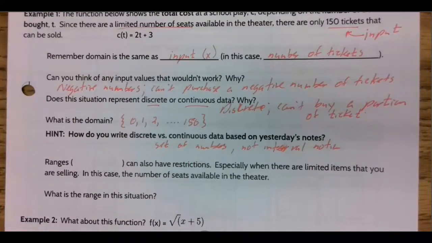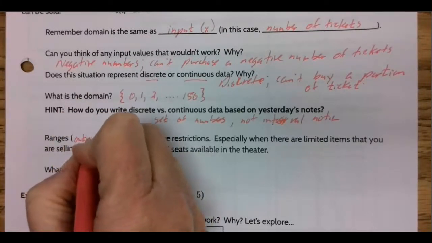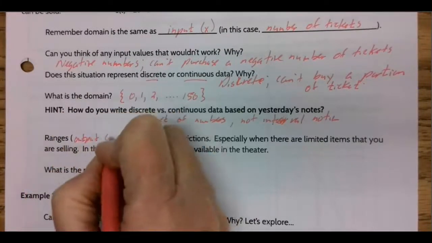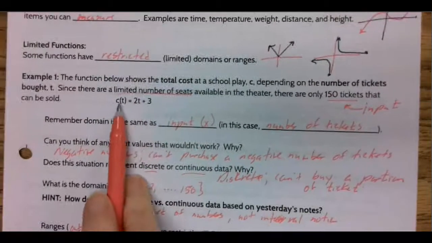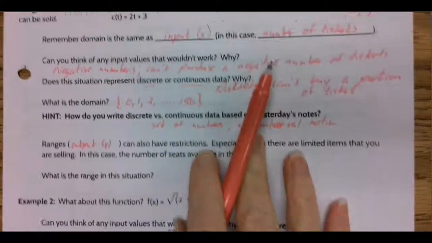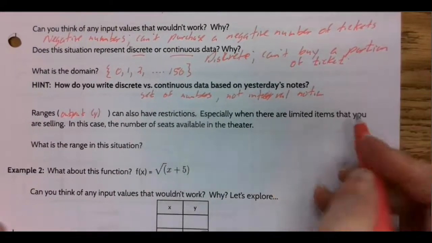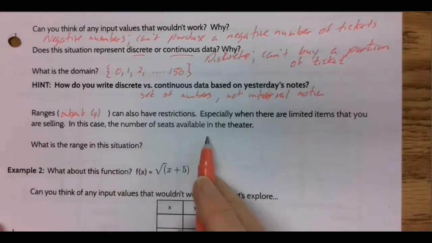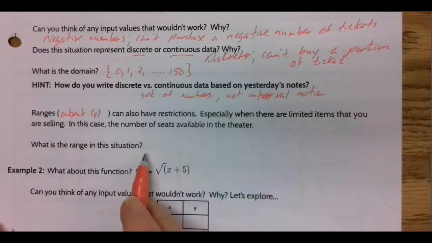Okay? Now your range, which is your output, or usually your y values. Here, C of t is our y values, t is our x value, our input. It can also have restrictions, especially when there are limited items that you are selling. In this case, the number of seats available. So that's what limits it. So what is the range in this?